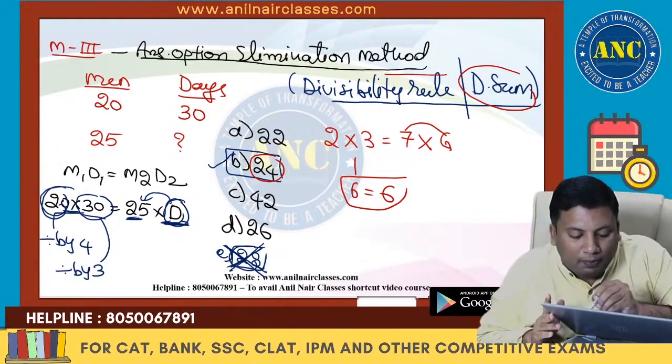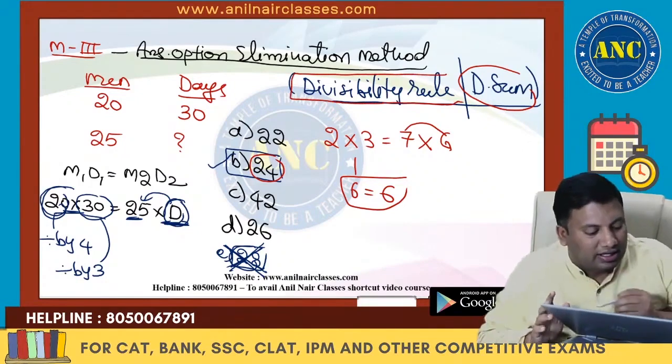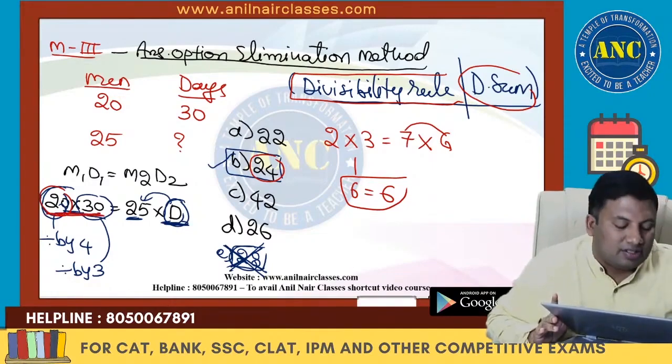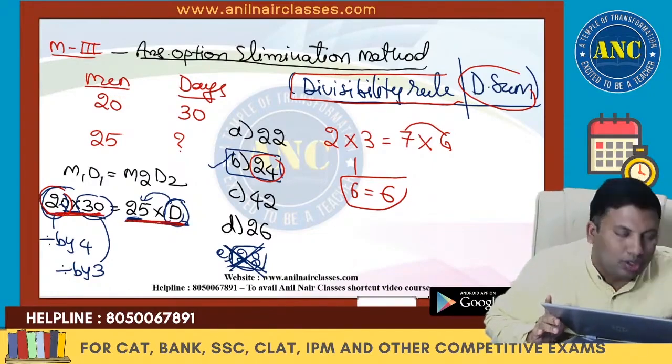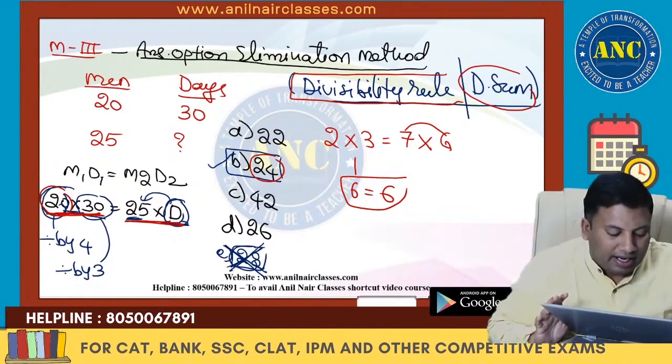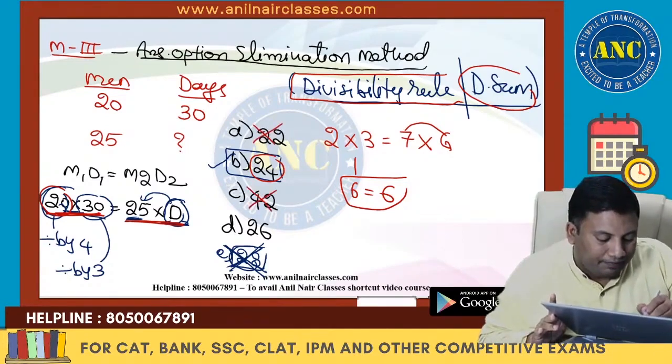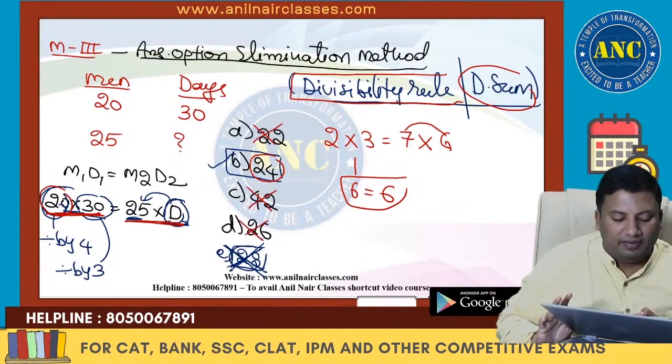For me, a very important concept is the divisibility rule. 20 is divisible by 4. Left hand side is divisible by 4, so the right hand side should be divisible by 4. 25 is not divisible, so D should be divisible by 4.